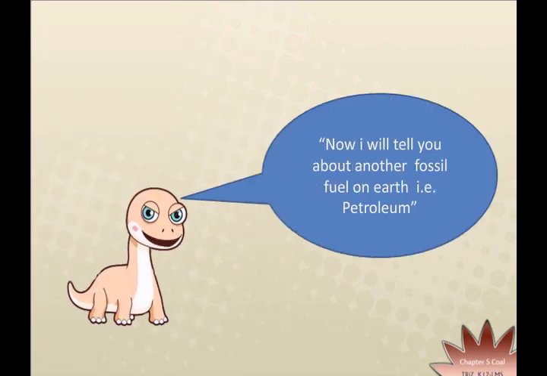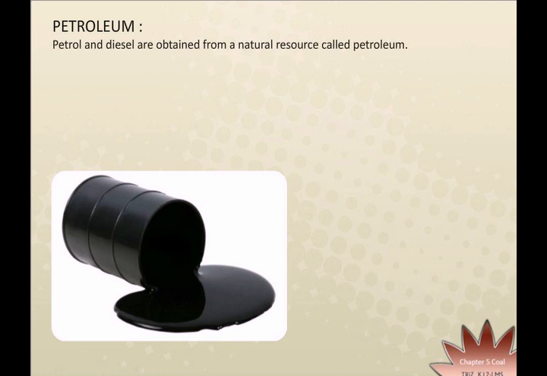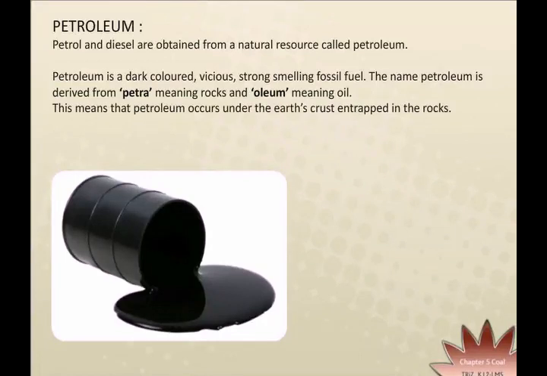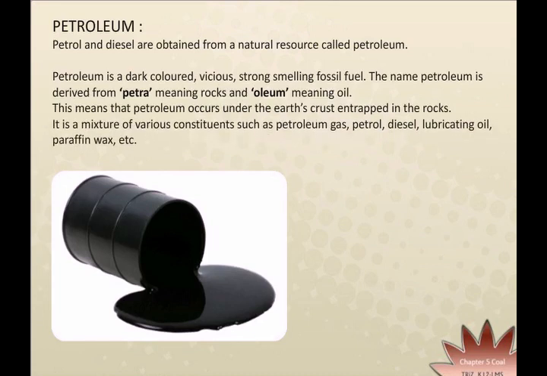Now I will tell you about another fossil fuel on earth, that is petroleum. Petrol and diesel are obtained from a natural resource called petroleum. Petroleum is a dark-colored, viscous, strong-smelling fossil fuel. The name petroleum is derived from petra, meaning rocks, and oleum, meaning oil. This means that petroleum occurs under the earth's crust, entrapped in the rocks. It is a mixture of various constituents such as petroleum gas, petrol, diesel, lubricating oil, paraffin wax, etc.